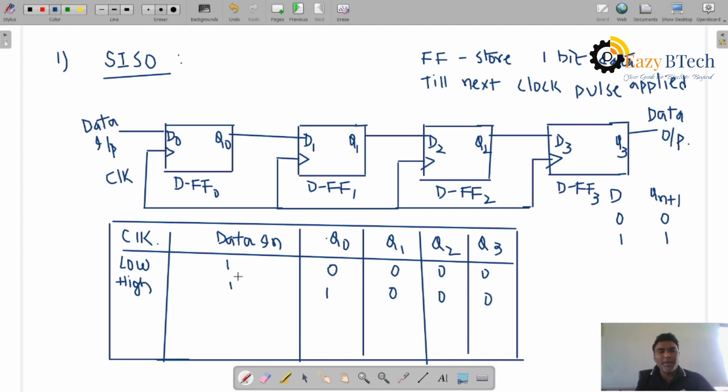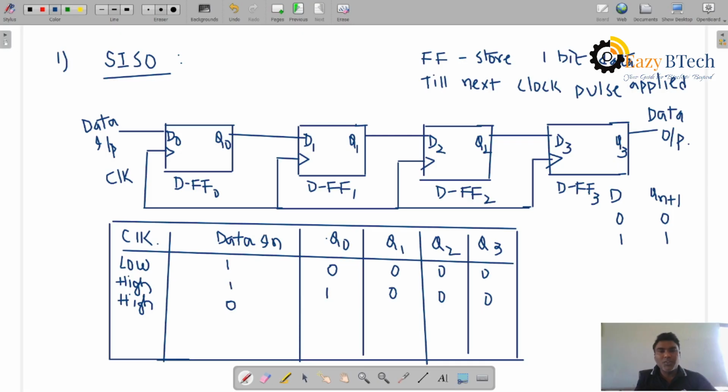So when the first clock pulse is applied, the data, which is 1, is shifted to the right side. It is a right shift operation, right? We can also see the left shift. When the next clock pulse is applied, let us take 1 bit of data, here data is equal to 0, and the data will be shifting.